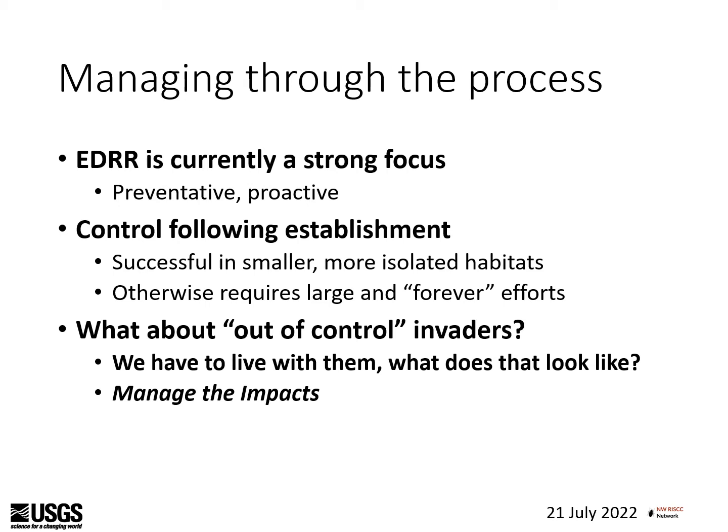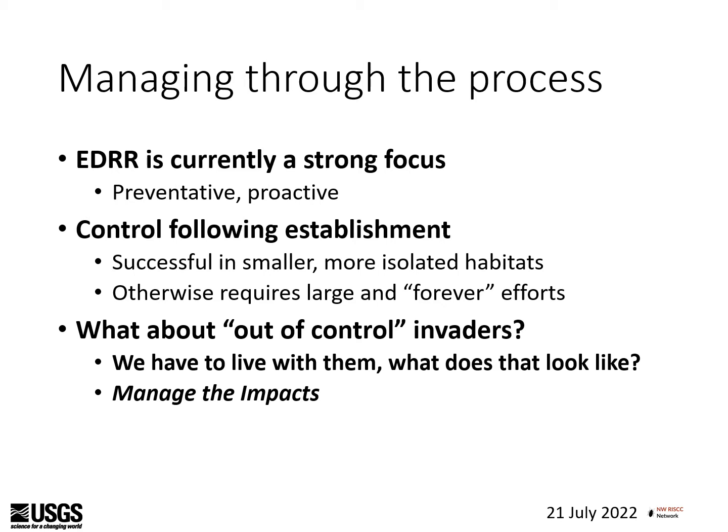And this is usually successful in smaller, more isolated habitats. And in these larger, more open connected systems, it requires persistent efforts to reduce a species' distribution or abundance, and pretty much forever. It's really hard to deal with them in big open situations like that. So these are invaders that are truly out of control, and we have to live with them. And are there ways to manage species in this case?